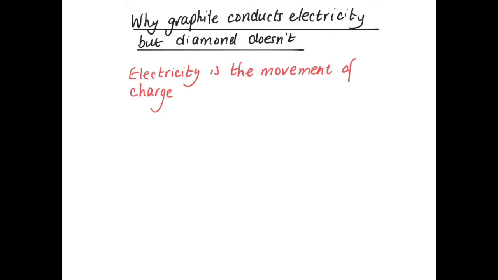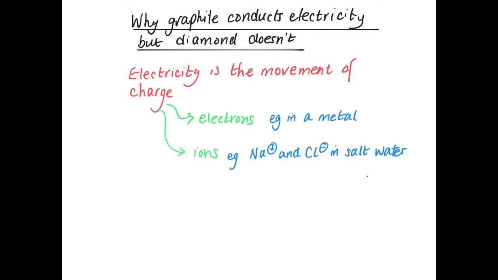So graphite does conduct electricity, but diamond doesn't. So electricity is just the movement of charge. And the charge can be either electrons, like in a metal, or it can be movement of ions. Remember, an ion is a charged molecule or atom. For example, sodium and chloride in salt water.